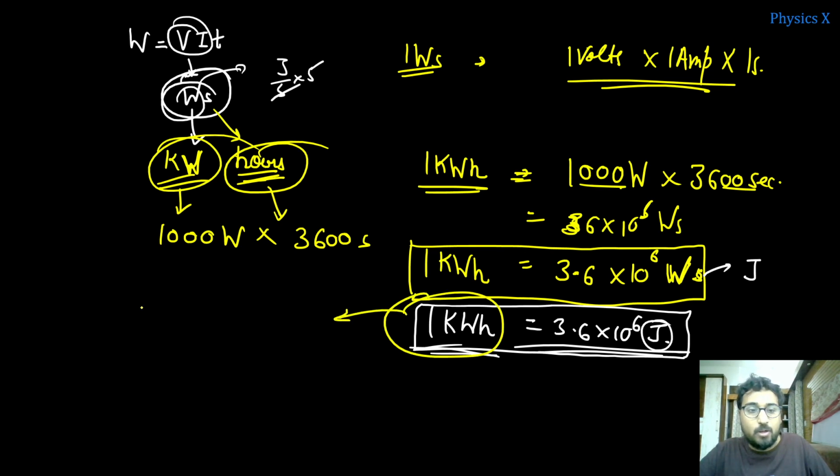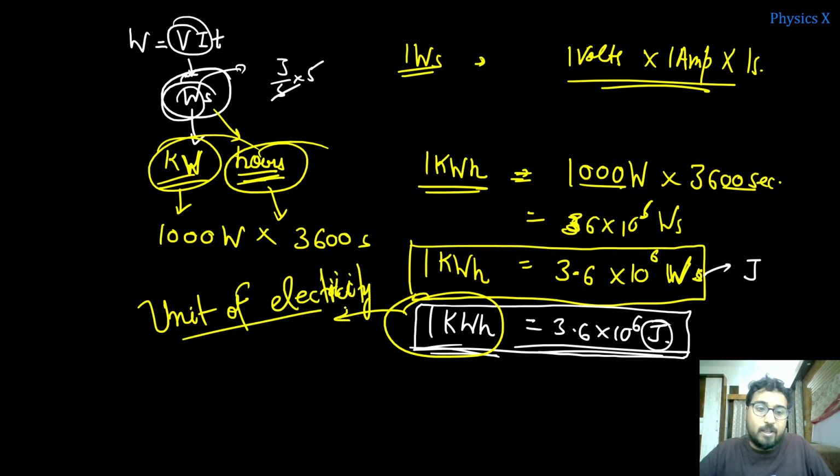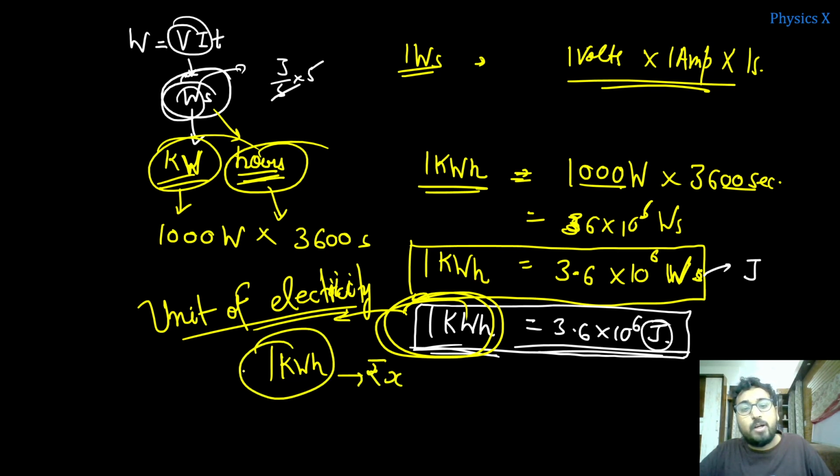1 kilowatt hour is the unit of electricity. Now by this unit you will be paying. So the rate for this 1 kilowatt hour will be, say, X rupees. The number of kilowatt hours you consume, you multiply with the rate per unit, and you will get the billing amount. So this is how, roughly, you can understand how billing is done.